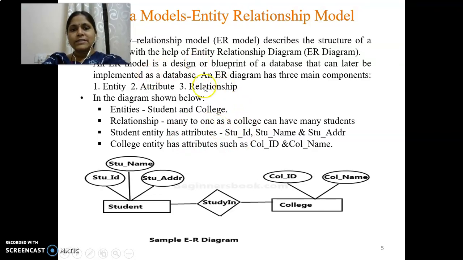An ER model is the blueprint or the design of the database, and it has three core components: entity, attribute and relationship.